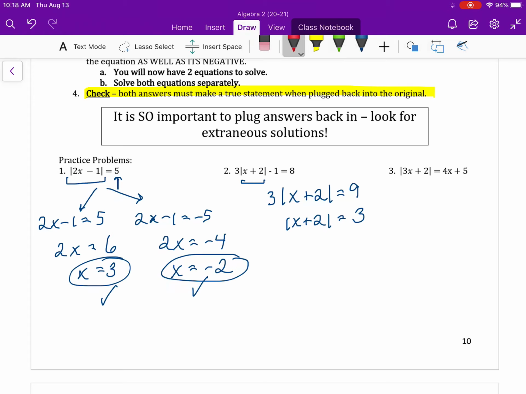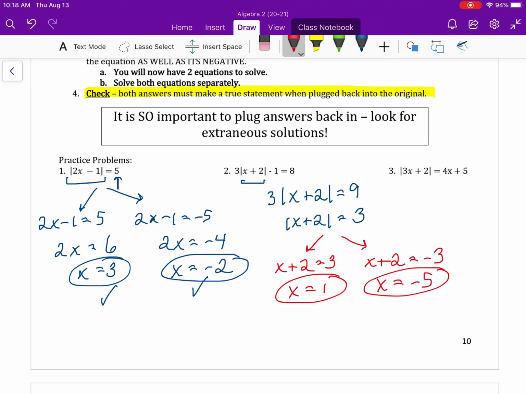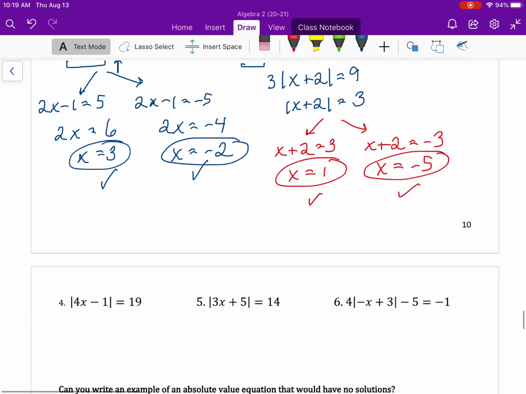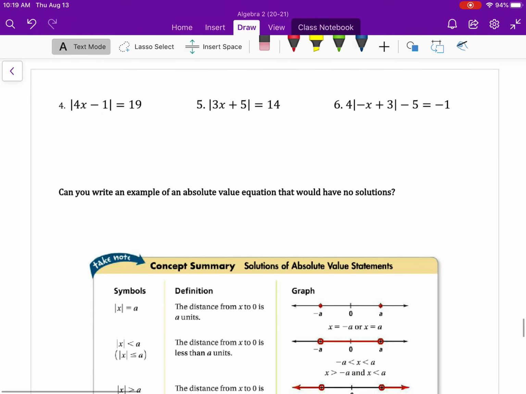Now I can be like, okay, it doesn't equal a negative, and I'm going to split into two cases. So x plus 2 could equal 3, and x plus 2 could equal negative 3, okay? Go ahead and subtract 2. Go ahead and subtract 2. And take your answers, plug them back into the original, check them, and we should be good to go. And I'm actually going to wait on number 3 because it's a little bit more difficult. I'm going to jump down to these examples.